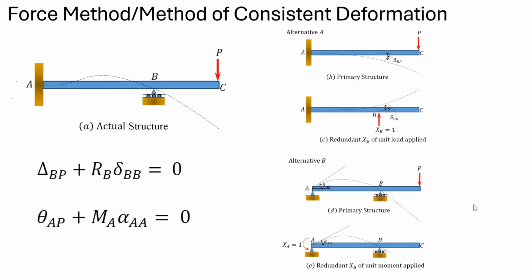Where is the displacement at B, and because of what? Because of P, so the next letter will be P. Delta BP will be the displacement at point B. This is the primary structure.